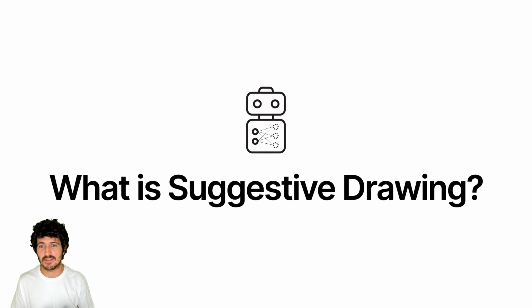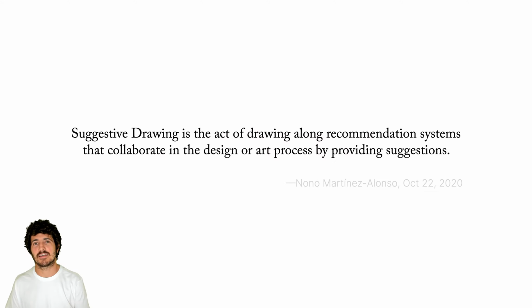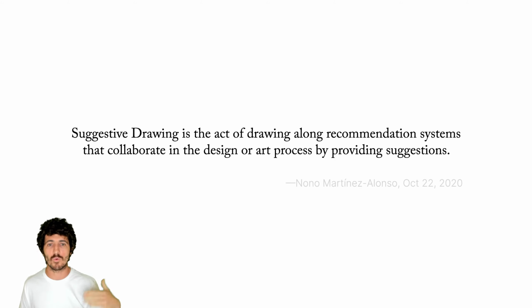Hi, it's Nono, and this is just an introduction to what suggestive drawing is. Suggestive drawing is the act of drawing along recommendation systems that collaborate in the design or art process by providing you with suggestions. While you're doing a creative process like drawing, it could be deterministic if you're following a path with a set of predefined steps, but usually drawing is non-deterministic: every time you create a new stroke, you reevaluate the drawing and want to take a new decision.